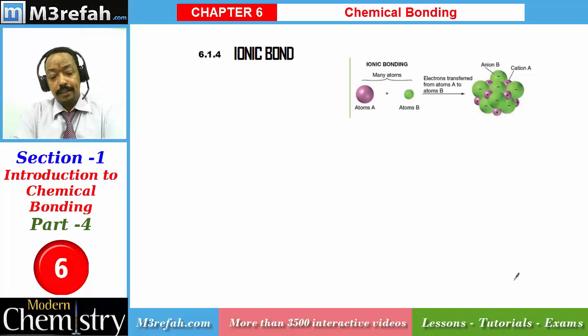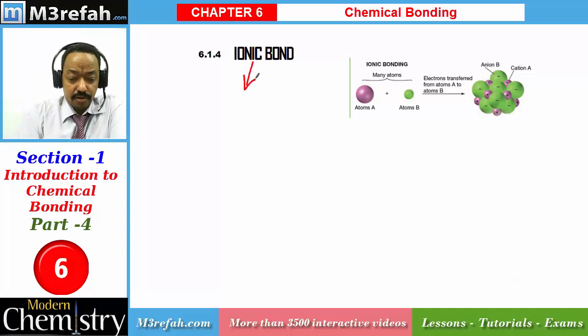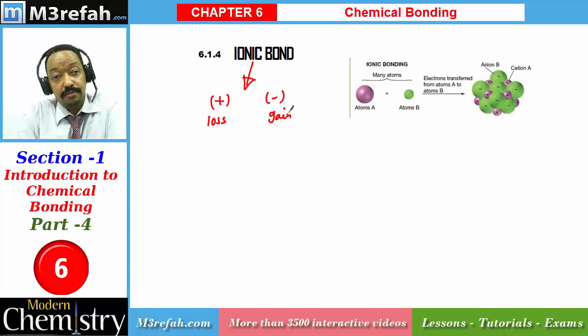We are now coming to ionic bond. The name indicates they are ions. We do have positive ions and negative ions. This happens by the loss of electron, and this happens by gain of electron. This is the heart of ionic compound. One completely surrenders its electron to another.